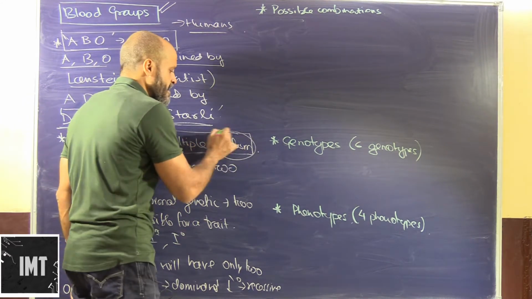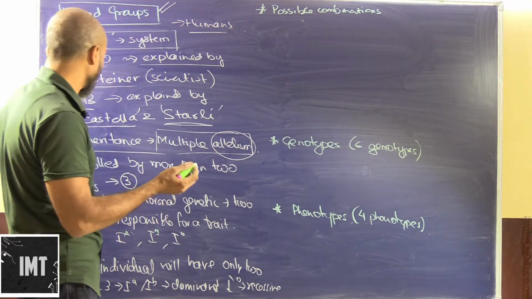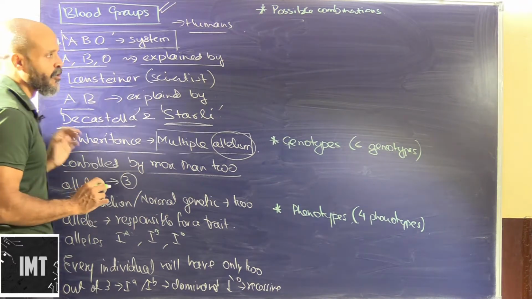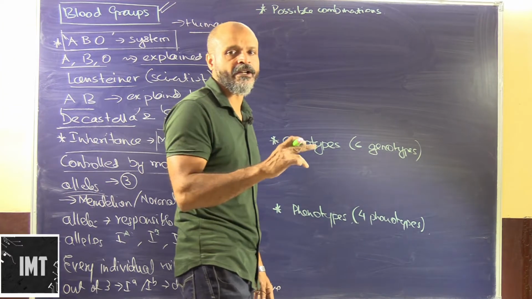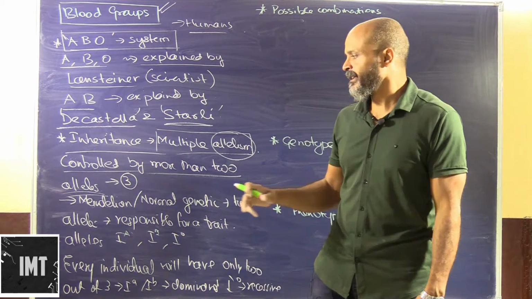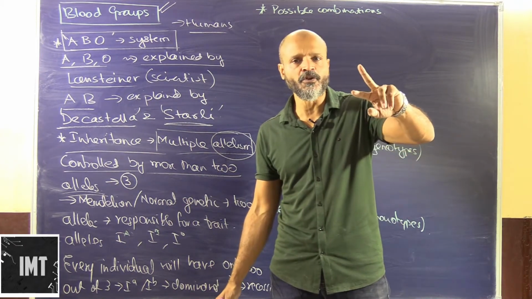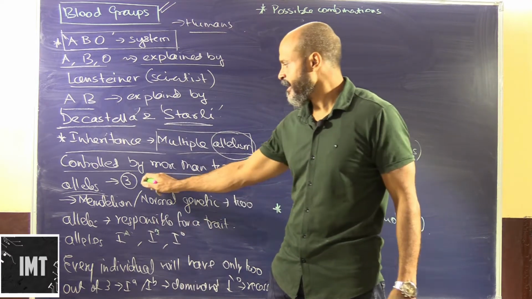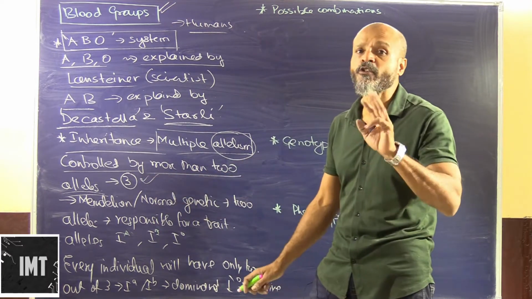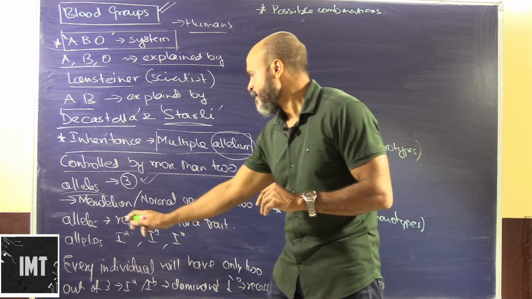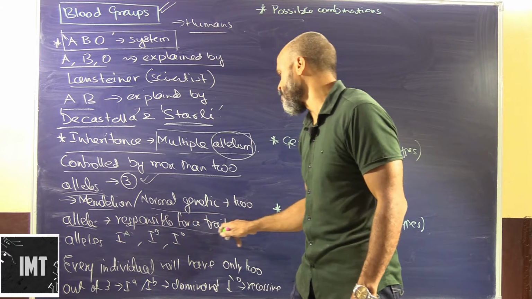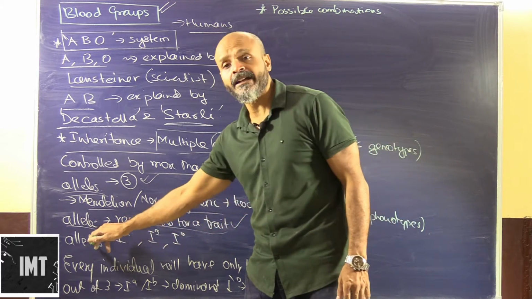Alleles are basically characters, and here it is controlled by more than 2 alleles. In the Mendelian theory of combination there are only 2 alleles responsible for a trait, but here it is multiple allelism, where 3 alleles are involved.